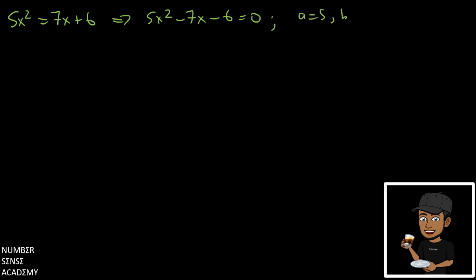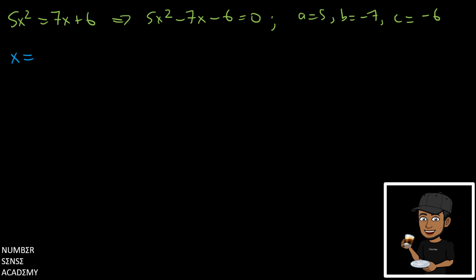Next example, so now we have 5x squared is equal to 7x plus 6. And when you see something like this, no need to panic, just reorganize the equation. So I have 5x squared minus 7x minus 6 equals 0. And then a is going to be 5, b is going to be negative 7, and c is going to be negative 6. And I write out my formula.